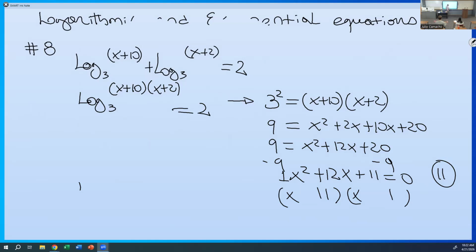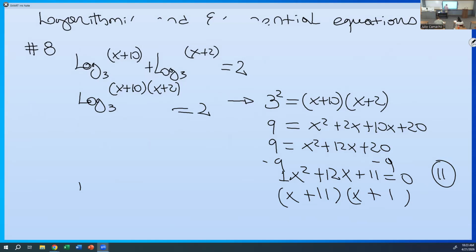I had that up until now, but I think we're fine. Praise God. Because both are positive, positive 11 times positive 1 is 11, and positive 11 plus positive 1 is 12.